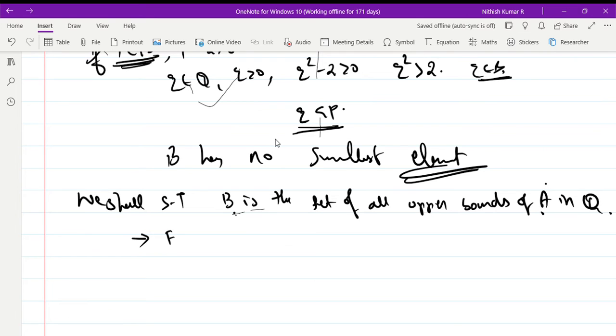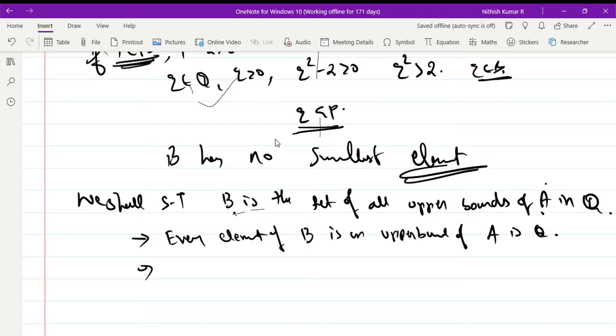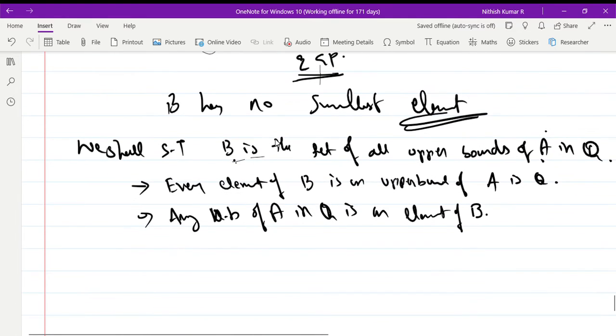That is, every element of B is an upper bound of A in Q, and any upper bound, we write in the shorter form UB for upper bound, any upper bound of A in Q is an element of B. So first we shall show that every element of B is an upper bound of A in Q.